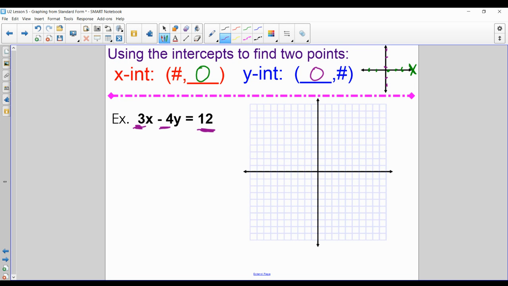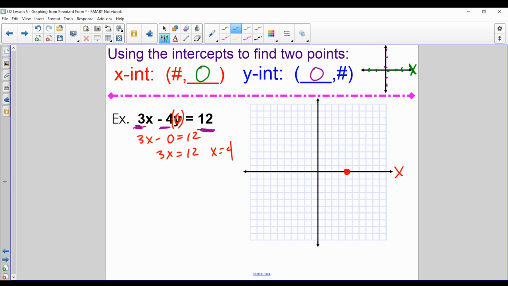So all we're going to do is plug in. So let me show you how this works. If I'm looking for the x-intercept, that means that the y value is 0. If I put in a 0 for the y value, I'm going to get 3x minus 0 equals 12. So that means 3x equals 12 and x equals 4. My x-intercept is 4, so I would go put that on a graph on the x-axis at 4.